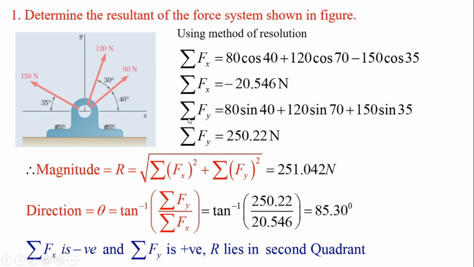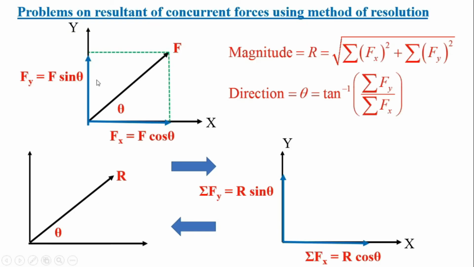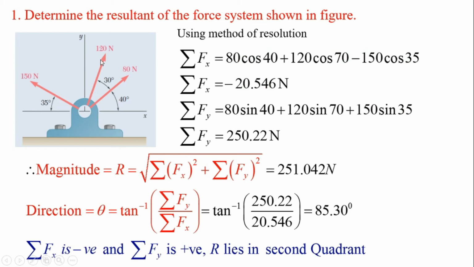Similarly, determine summation Fy. Summation Fy is the sum of y components, and we know how to resolve a force along the y direction. For a force F at angle theta, Fy is F sin theta. So here we will resolve all these forces along the y direction, starting from 80 sin of 40, the y component acting away from the point in the positive y direction, plus 80 sin of 40, plus the second component.